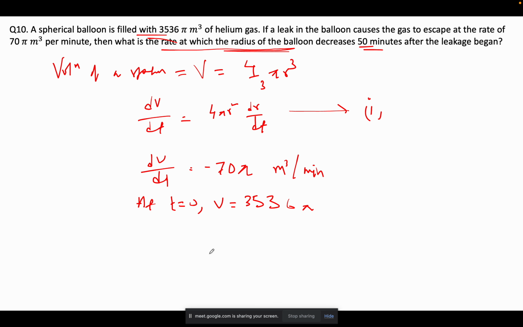Time t equals to 0. Now if we do integration, this dV by dt, so what we will get here? V is equal to minus 70 pi t plus C. Okay, so at time t equals to 0, if I put here, then this V is equal to 3536 pi. So basically C is your V naught. Okay, C is your V naught. So therefore your volume equation is nothing but 3536 pi minus 70 pi t. Okay, is it clear till here?